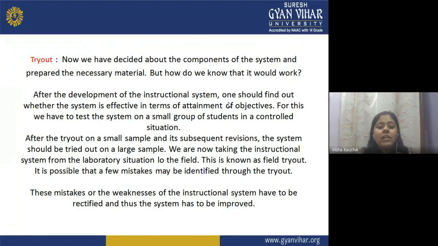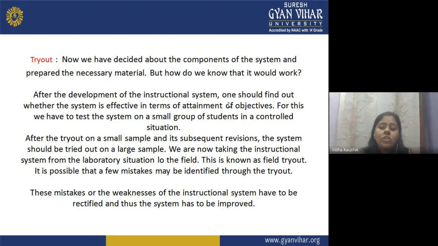We are now taking the instructional system from the laboratory situation to the field. This is known as field tryout. It is possible that a few mistakes may be identified through the tryout. These mistakes or weaknesses of the instructional system have to be rectified, and thus the system has to be improved.